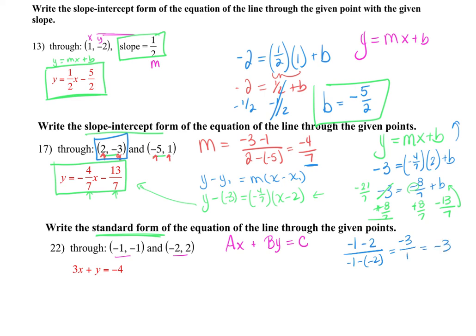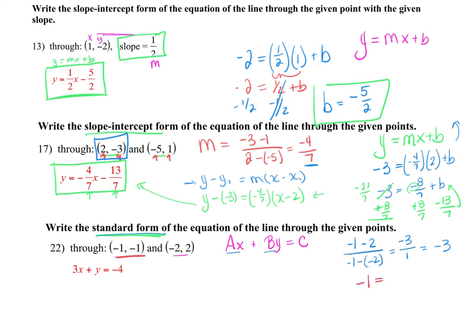Now, when they ask for it in standard form, you may want to use your point slope. Sometimes it's a little bit easier than doing your slope-intercept. But either way that you do it, you can get your standard form as long as you make sure that at the end of this, you put your ax and your by on one side and you put your c on the other. So if you were to do it with y equals mx plus b, once again, choose either one of your points. We'll choose the first one here.